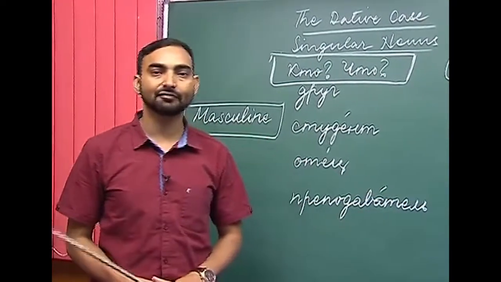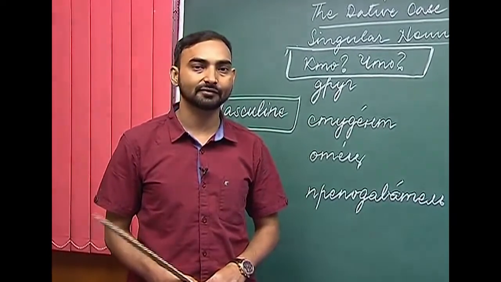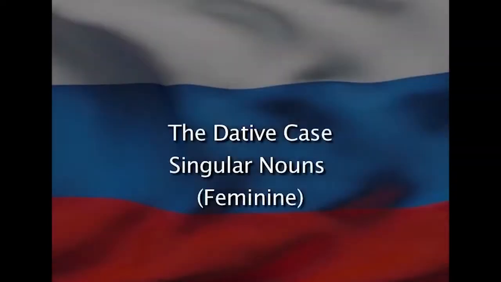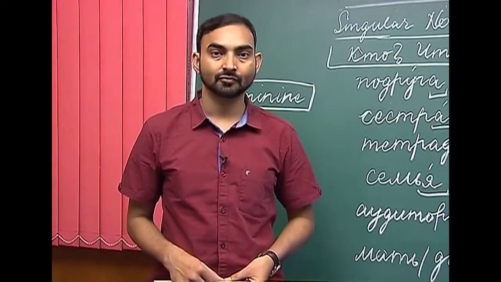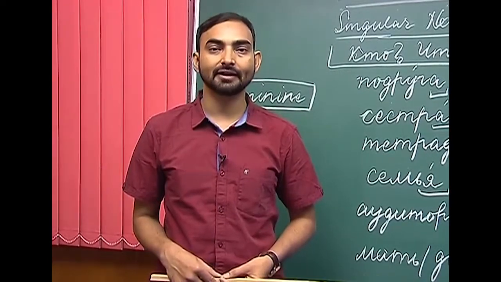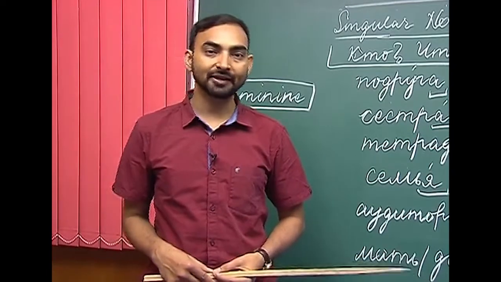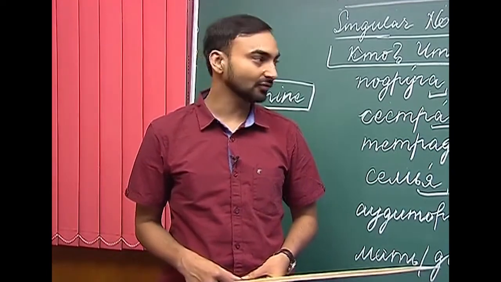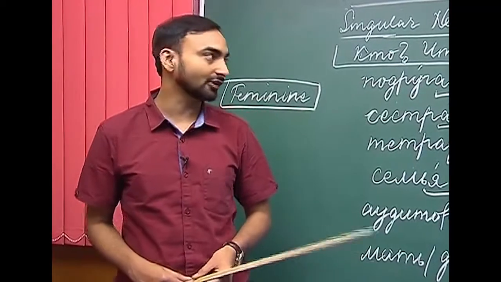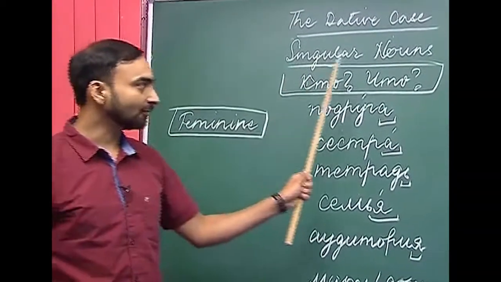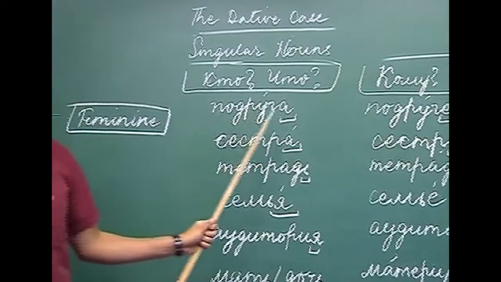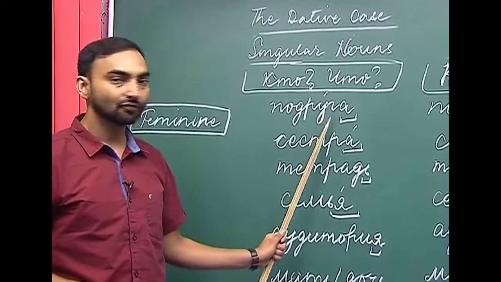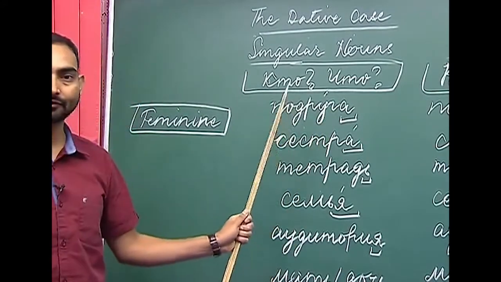So let us have a look at the feminine nouns and how they decline in the dative case. We have learned how masculine nouns decline in the dative case. Now let us learn how feminine nouns decline in the dative case. We are only talking about the singular nouns as of now. Again I have written the nominative case forms of the feminine nouns first, and then their dative case counterparts. Padruga ends with a vowel a. Padruga is friend, female friend.